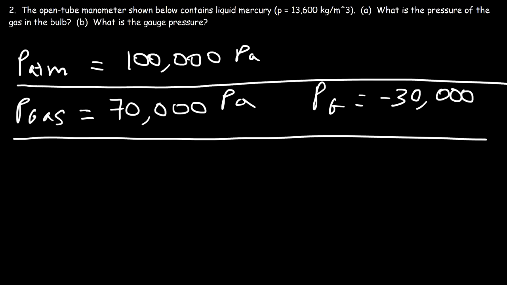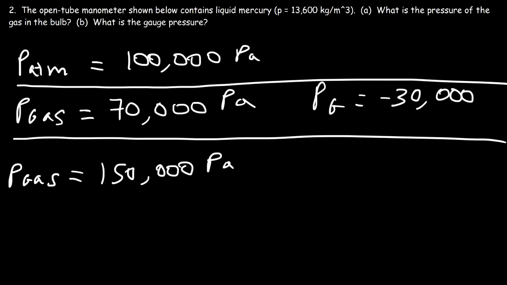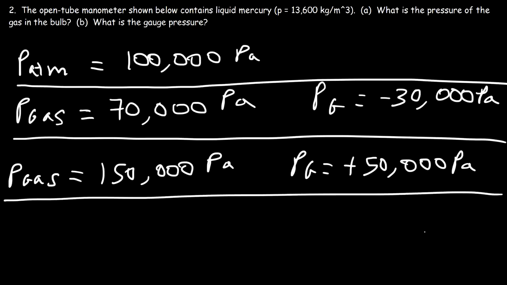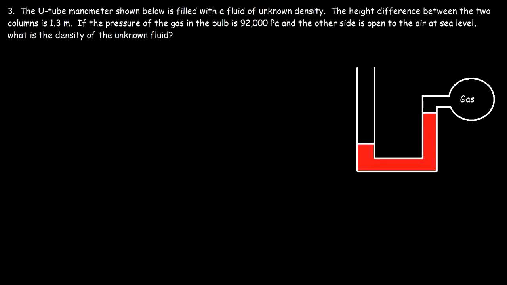Now let's say if the pressure of the gas is above the atmospheric pressure, let's say it's 150,000. So this is going to lead to a positive gauge pressure of 50,000. So if you need to find a gauge pressure, compare the pressure of the substance to the atmospheric pressure. If it's above the atmospheric pressure, you have a positive gauge pressure. If it's below the atmospheric pressure, then that's going to lead to a negative gauge pressure.